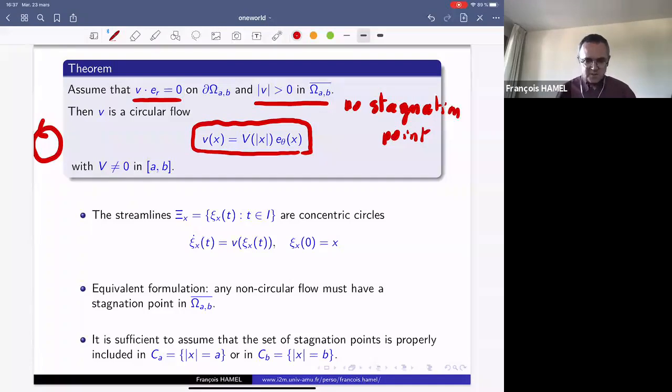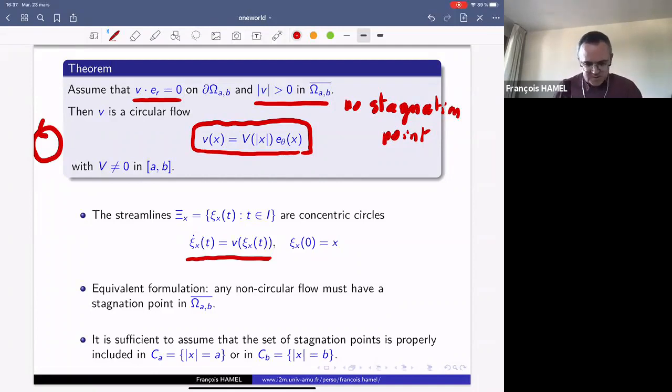This result means, in other words, that the streamlines of the flow, which are parameterized by xi dot equal to v of xi, are all concentric cycles. An equivalent formulation of the theorem is that any non-circular flow, which still satisfies the tangential boundary conditions, must have at least a stagnation point in the closed annulus.